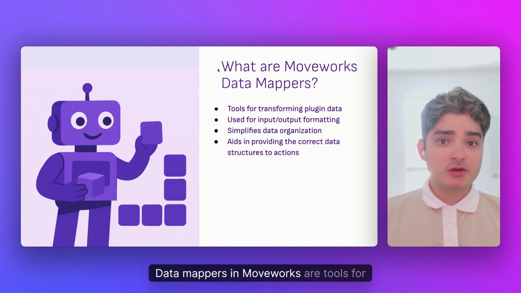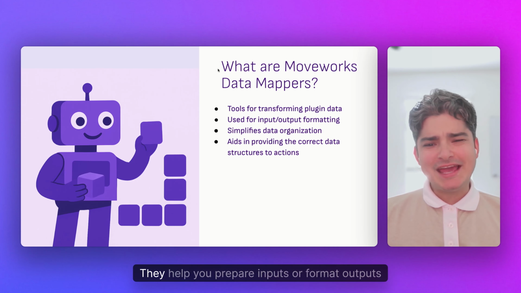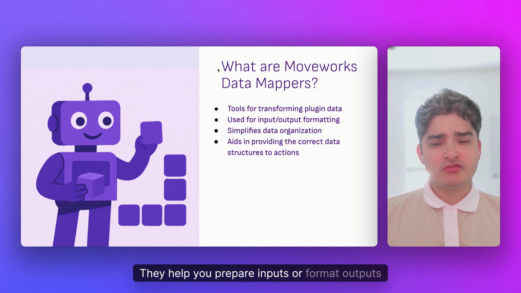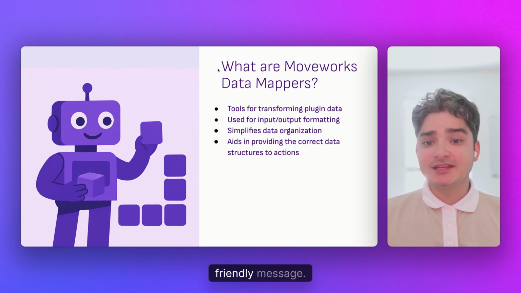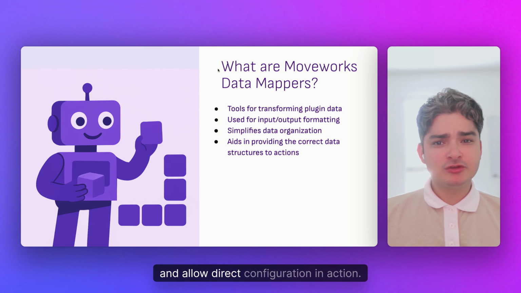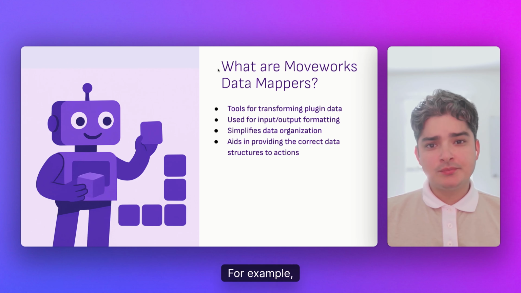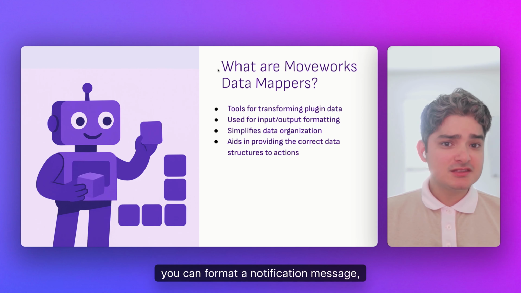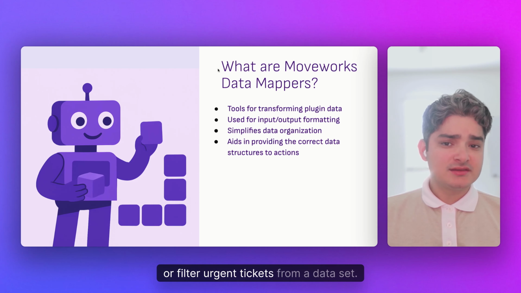Data mappers in Moveworks are tools for transforming and organizing data in plugins. They help you prepare inputs or format outputs, like sorting a list of tickets or creating a user-friendly message. They simplify data handling without coding and allow direct configuration in Action input and output mappers. For example, you can format a notification message, sort user lists by department, or filter urgent tickets from a dataset.